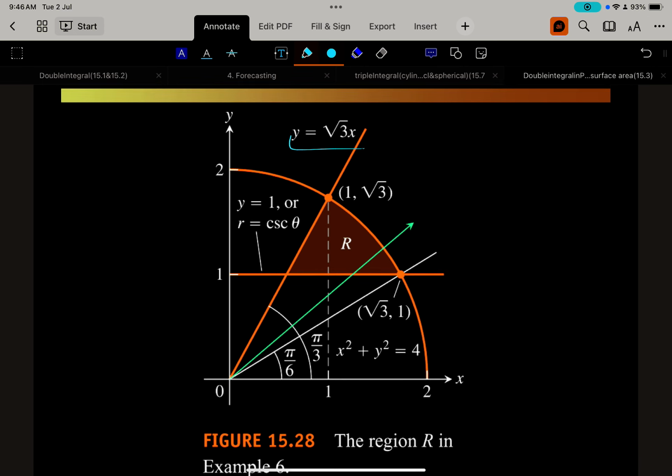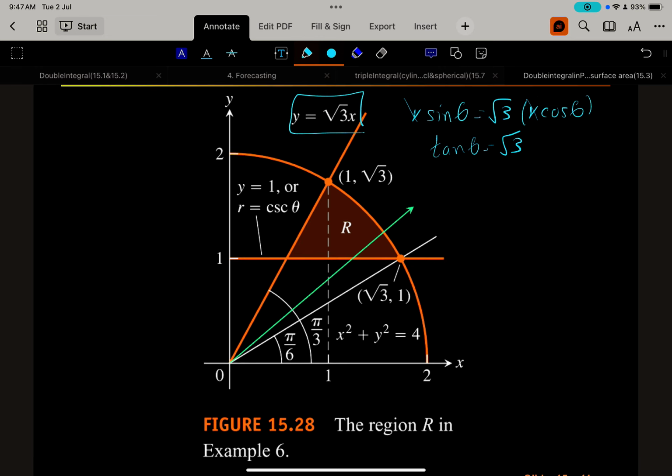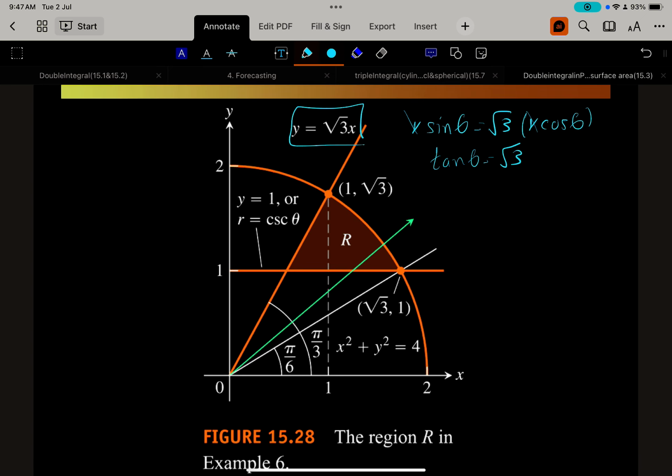So here we have y equals square root of 3 x, and so r sine theta equals root 3 x. And then x is just r cosine theta. Okay, and so r cancels, so sine over cosine, tan theta equals root 3. And now basically this is a function of theta.